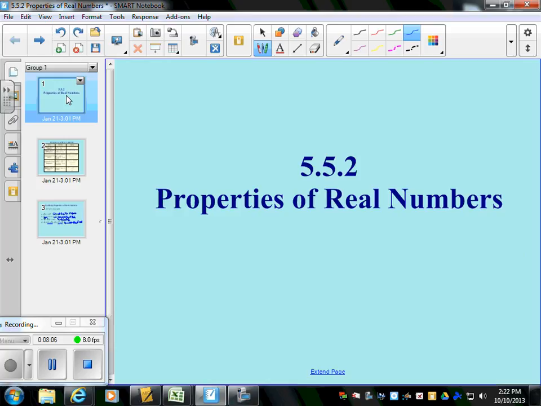This has been section 5.5.2, Properties of Real Numbers.